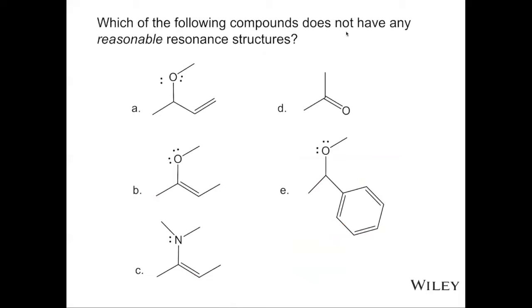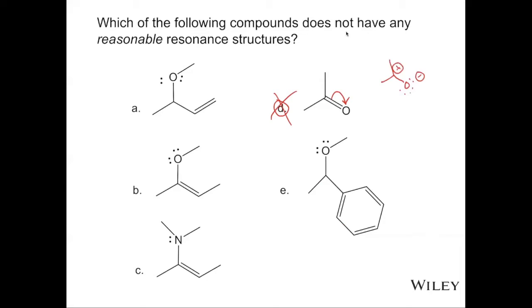This was supposed to be an iClicker question, so let's do it now. Which of the following compounds does not have any reasonable resonance structures? How do I approach this problem? I jump immediately to D and I say, oh, this one's easy. This is the exact example that we just had on the pattern page. So that pi bond can move up and we can form this resonance structure, which is a valid resonance structure there. So D is not the answer. That one has a valid resonance structure.